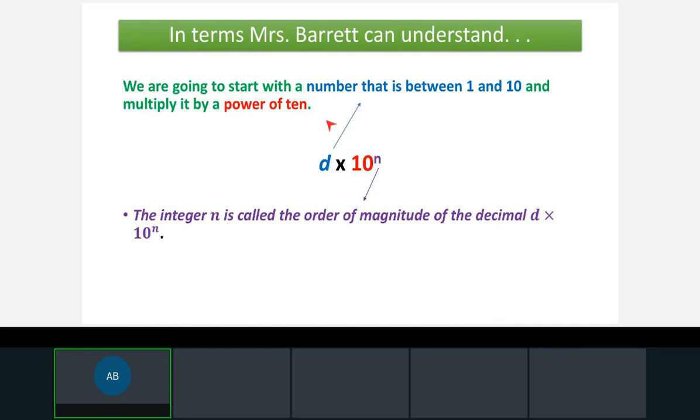So we're going to start off with a number that is between 1 and 10. Remember, this can include 1. So that's really important to remember. And then multiplying it by a power of 10. Powers of 10 is something we've been working with this week. And then the exponent has to be an integer, positive or negative number.